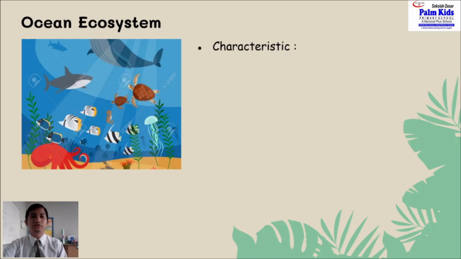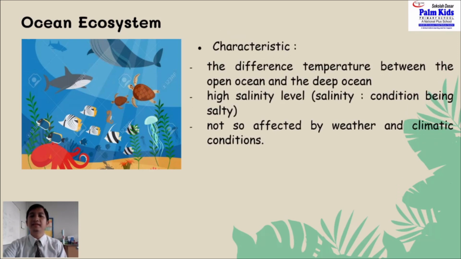The characteristics of the ocean ecosystem are, first, there are temperature differences between the open ocean and the deep ocean. Second of all, it has a high salinity level. Salinity means the condition of being salty, meaning there is a lot of salt in certain parts of the deep sea. Next, it is not so affected by weather and climatic conditions because it's located under the water, whether it's raining or snowing, it doesn't really affect the animals under the ocean.